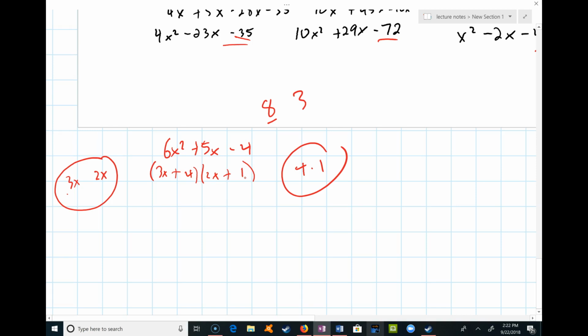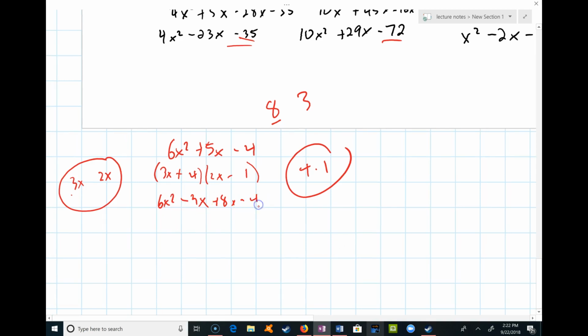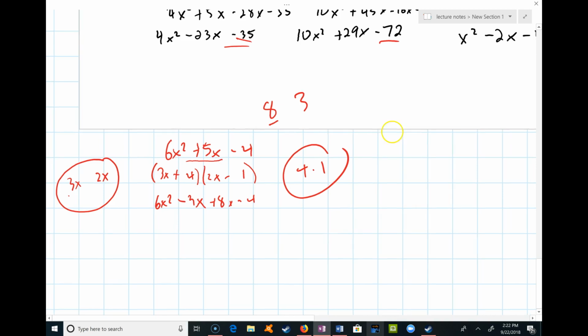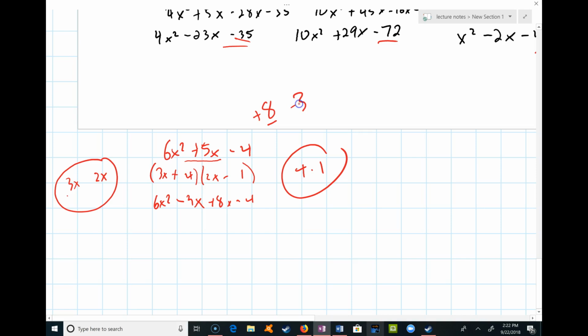Just to check, 3x times 2x is 6x squared. 3x times 1 is 3x. 4 times 2x is 8x. Oh, whoops, I put a plus and a minus, didn't I? I want that plus and that minus, so that would be negative. And finally, 4 times 1 is negative 4. How do we know we wanted a negative there and a positive there? Because remember, the middle term is positive up here, which means we want the biggest term to be positive. So we want the 8 to be positive and the 3 to be negative.